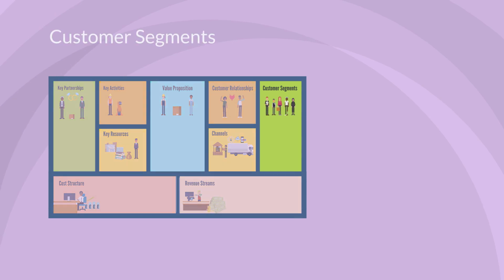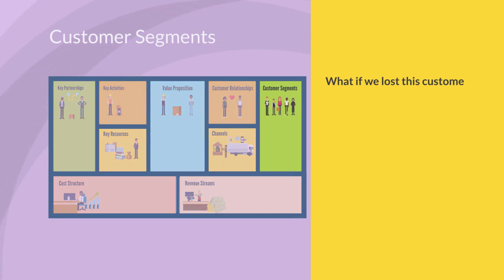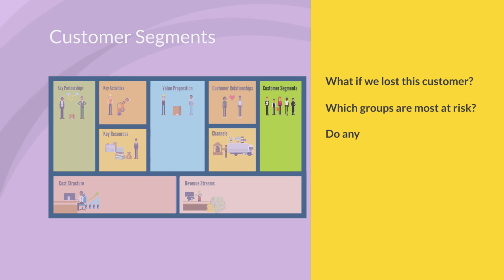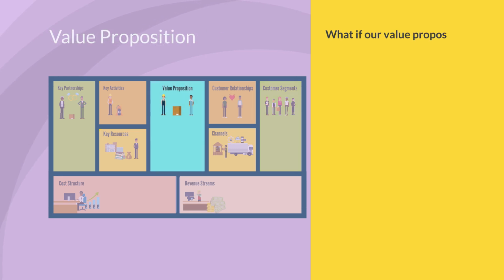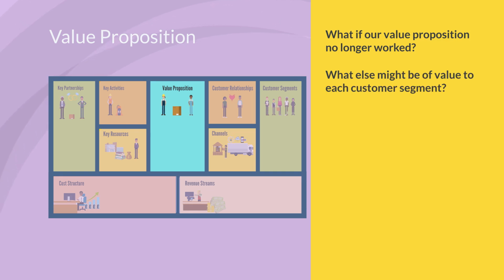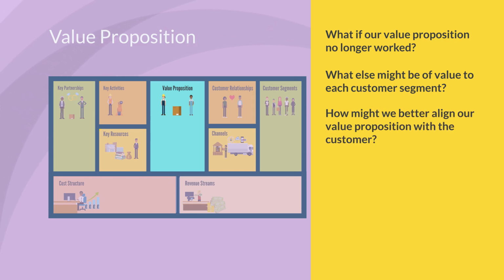Some questions to help stimulate thinking include: what if you lost this customer group? What would you do? Which groups are most at risk? Do any of these groups offer an opportunity? For which growing segments could you develop a new proposition of value? What if your value proposition no longer worked? What would you change? What else might be of value to each customer segment? How might you better align your value proposition with the needs of the customer?